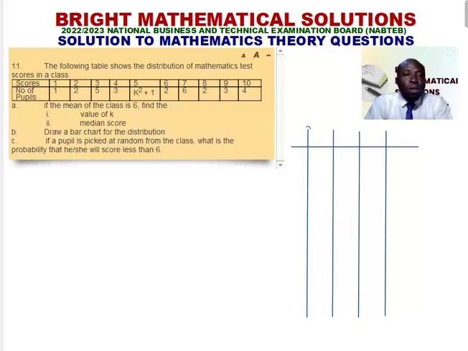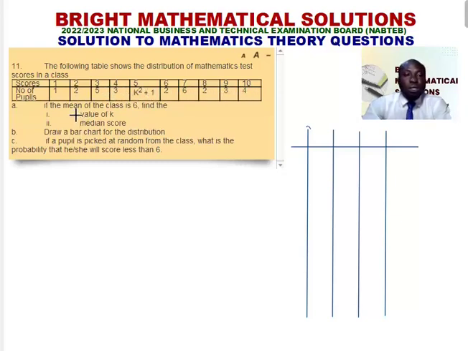Today, we are looking at question 11, as I said earlier, and the question says, the following table shows the distribution of mathematics test scores in a class. Scores are given as 1, 2, 3, 4, 5, 6, 7, 8, 9, 10. Number of pupils is given as 1, 2, 5, 3, k squared plus 1, 2, 6, 2, 3, 4.